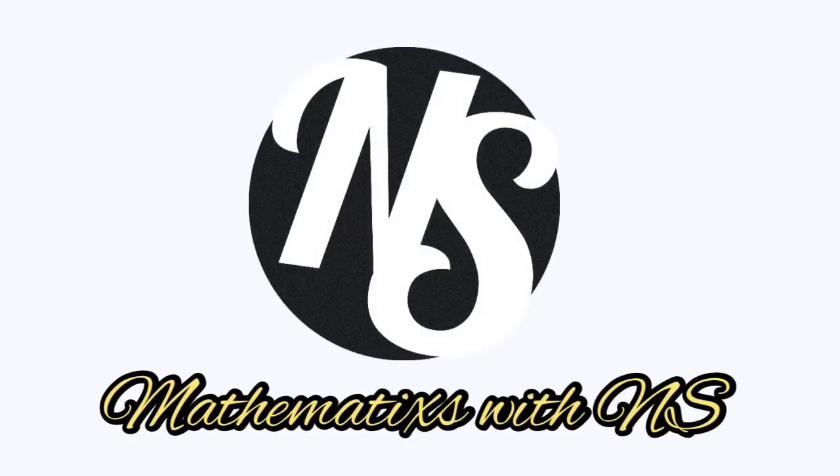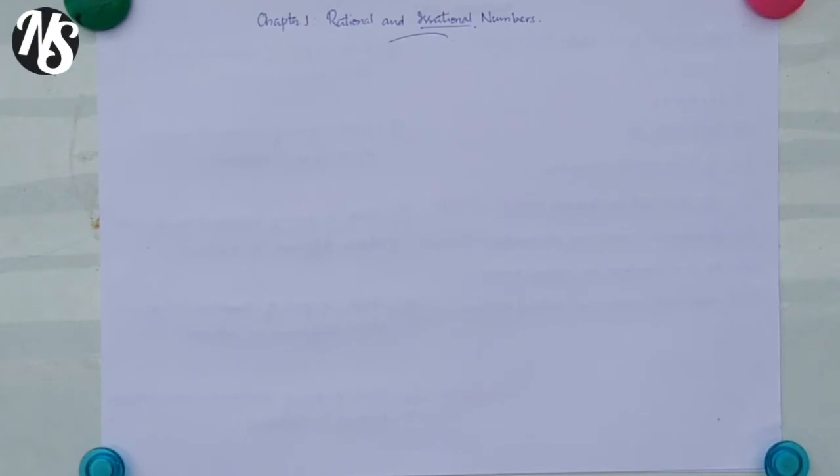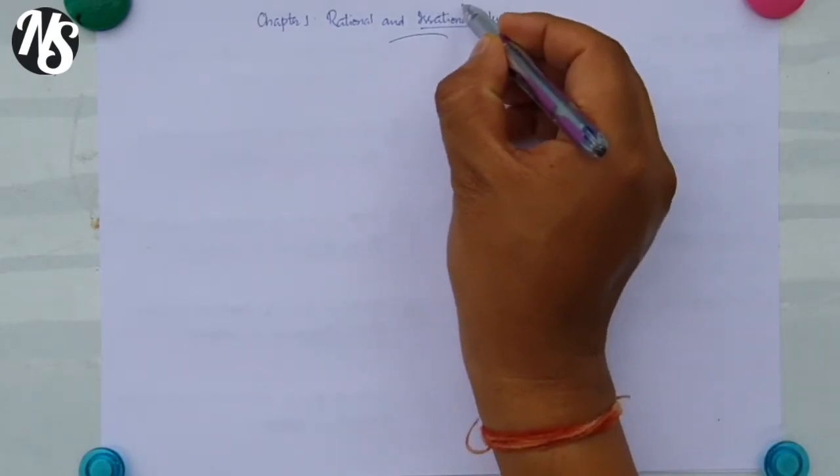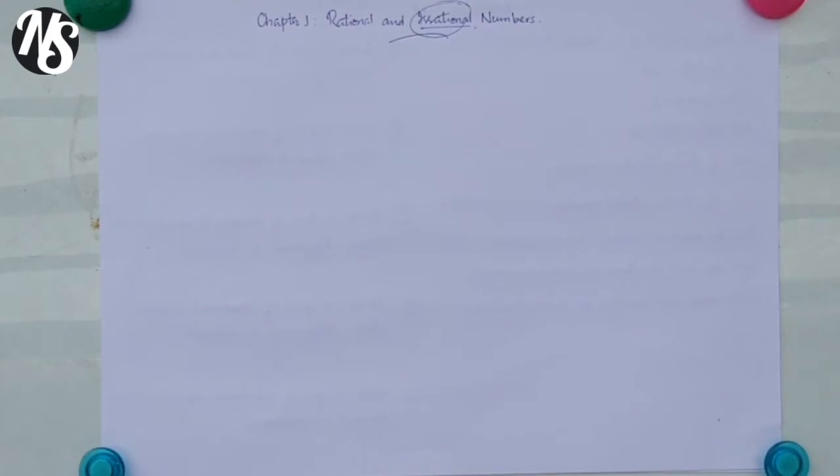Welcome back, dear students. Let's continue with the chapter on rational and irrational numbers. In the last class, we learned about rational numbers, isn't it? Today we are going to continue our work with irrational numbers. Now, what is an irrational number?